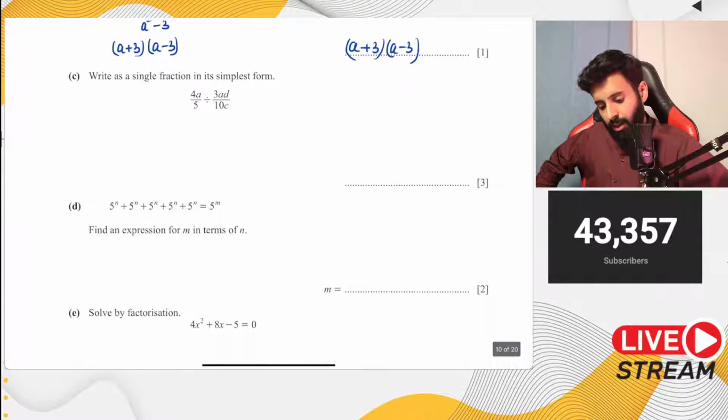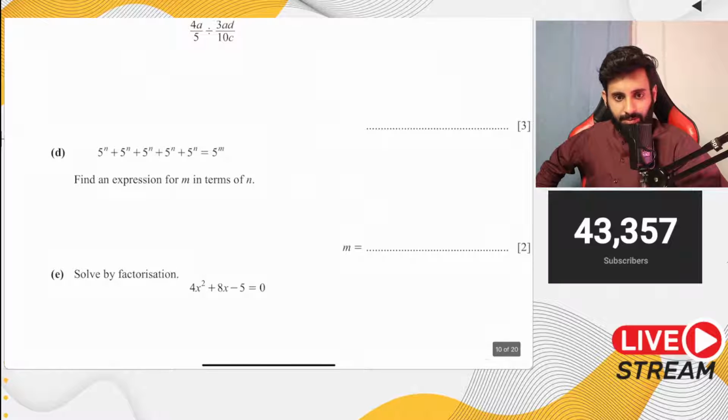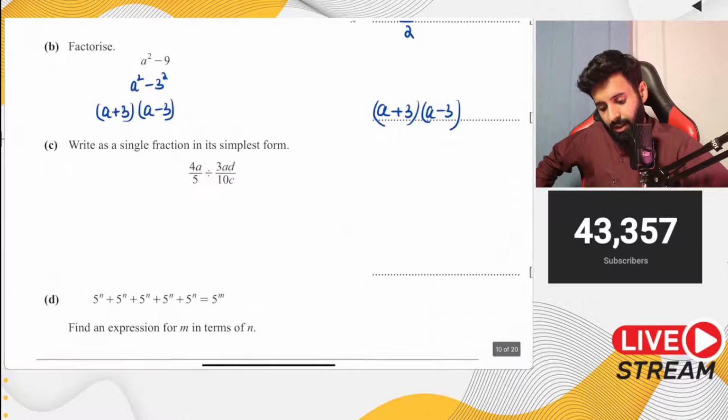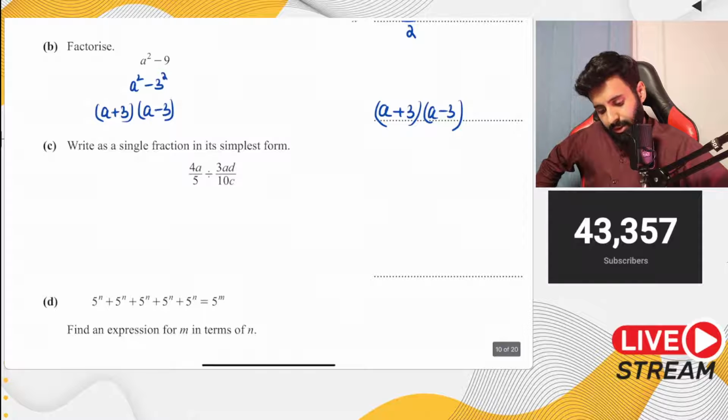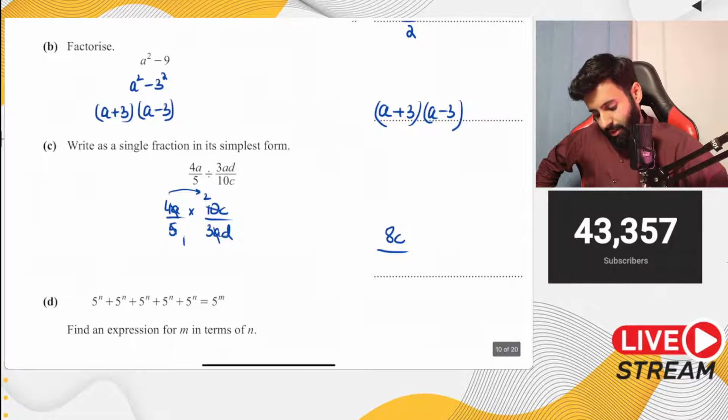Now part D. All right, this is interesting. Part D says, oh no, wait a minute, I skipped part C. Write as a single fraction in its simplest form. So turn division to multiplication. So this becomes 10c and this becomes 3ad. So we cross out the a and a. We cross out the c. Oh no, wait a minute, we can't cross out the c. But we can simplify 5 1s are 5, 2s are 10. Anything else that we can simplify? No, we can't. So 4 times 2 is 8 along with the c. And 1 into 3d is 3d. So 8c upon 3d.